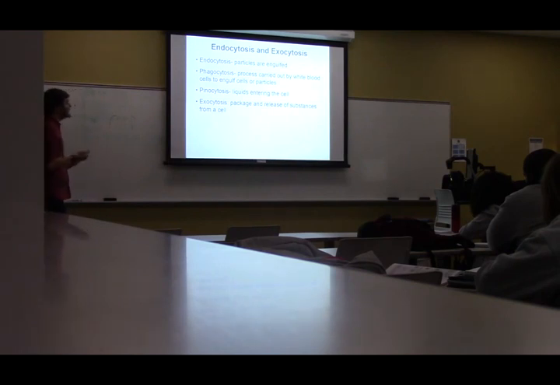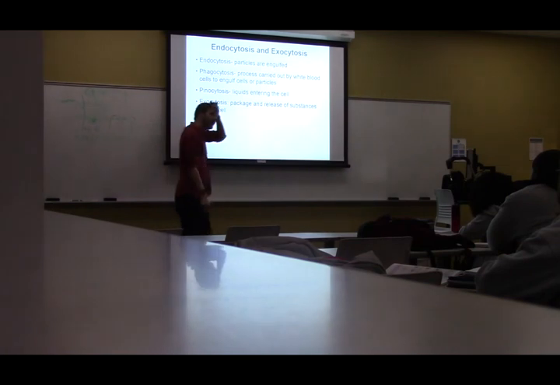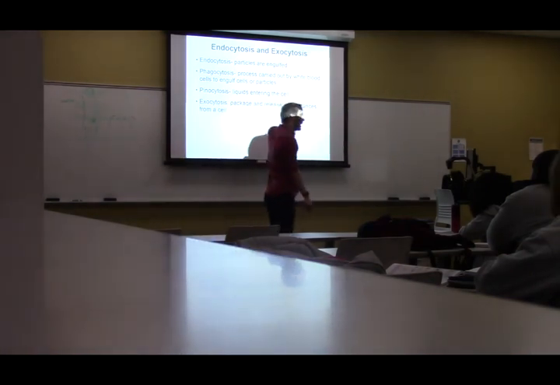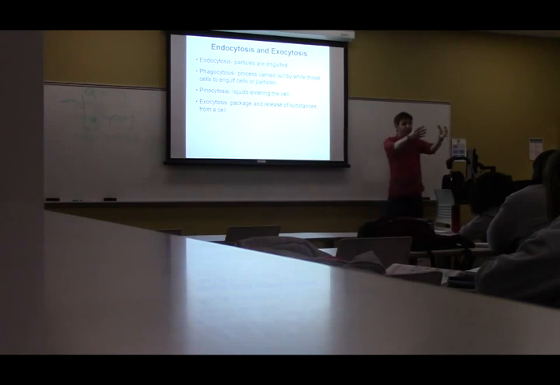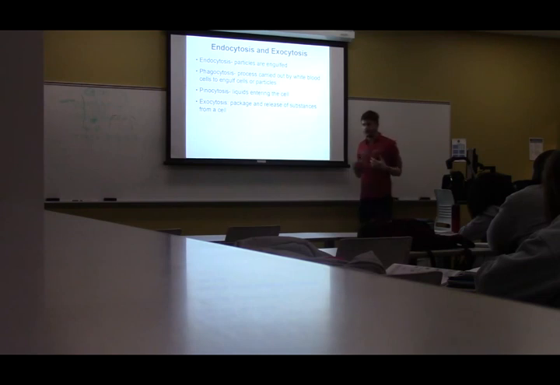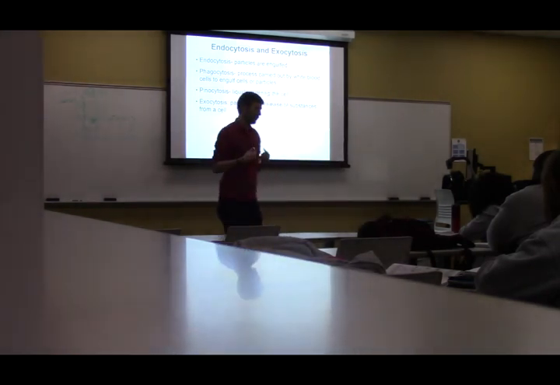Some specific examples of endocytosis, so phagocytosis. This is where you have special cells in your body called phagocytes that literally endocytose foreign things, including bacteria. So they come up to a bacteria, they go, you're bad, I don't like you, and they just gobble it up in one go.